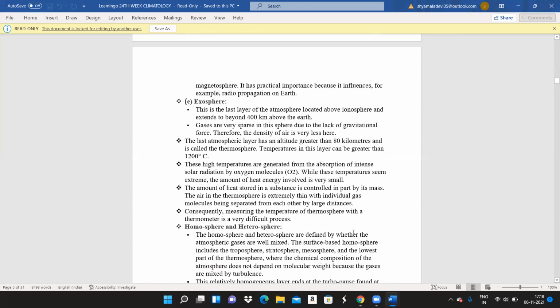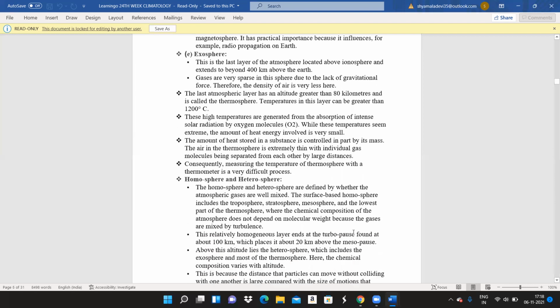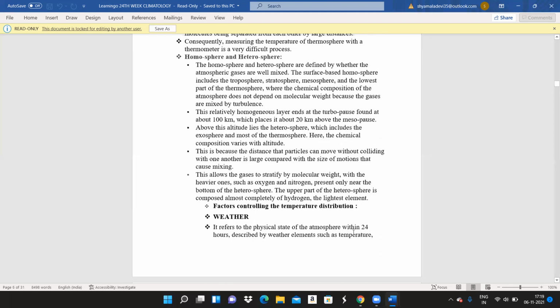Okay. Next, we have the exosphere. This is the last layer, located above the ionosphere, and extends above 400 kilometers. Gases are very sparse. The layer with an altitude greater than 80 kilometers is called the thermosphere. Temperatures can be greater than 1200 degrees Celsius. These high temperatures are generated from the absorption of intense solar radiation by oxygen molecules. While these temperatures are extreme, the amount of heat energy involved is very small. Okay. This is not a very important one. Then homosphere, heterosphere, all the other things.